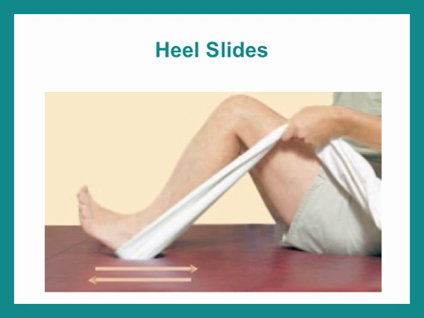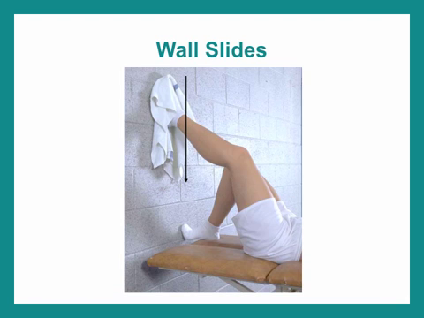So moving on to active assisted range of motion exercises, heel slides are a good one. For active assisted, wall slides, so they let that left leg come all the way down the wall, and then they'll hook underneath the left leg with her right leg and bring it back up into an extended position, and then start the process all over again, letting the foot slide down the wall.